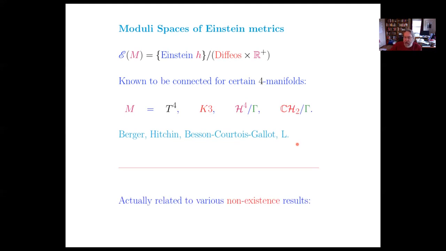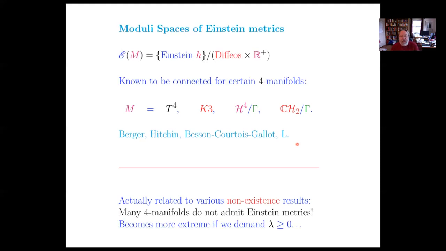These uniqueness results actually turn out to be related to various non-existence results. Many four manifolds, in fact, in some sense, most four manifolds do not admit Einstein metrics. And to illustrate this point, I want to show you a more extreme version of this conclusion. Einstein metrics could have positive Einstein constant or negative Einstein constant or zero Einstein constant. Let's suppose we look at Einstein four manifolds that have lambda greater than or equal to 0.